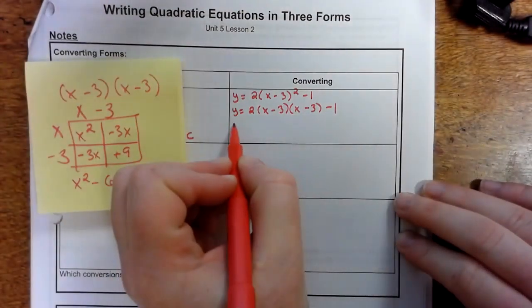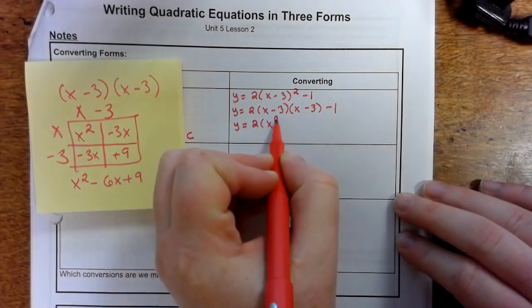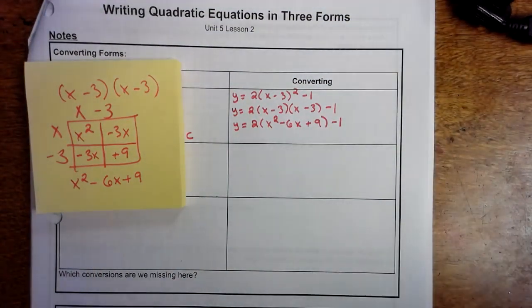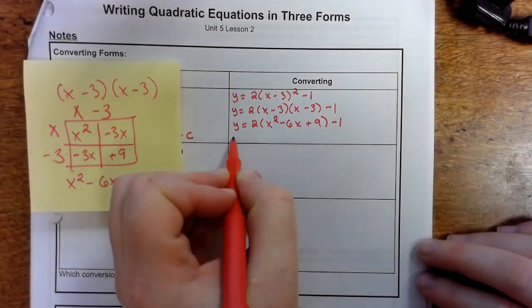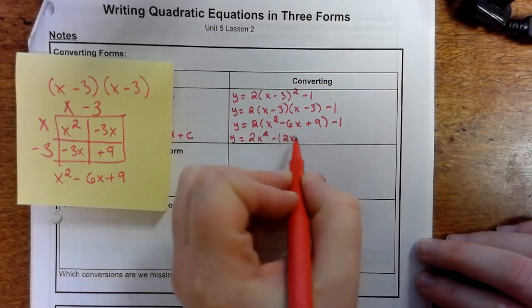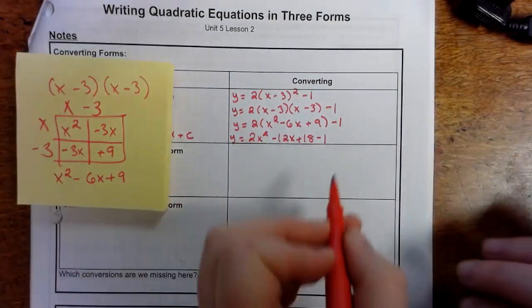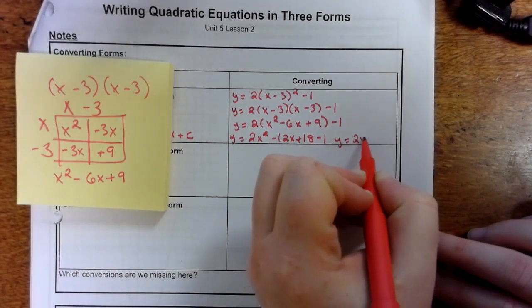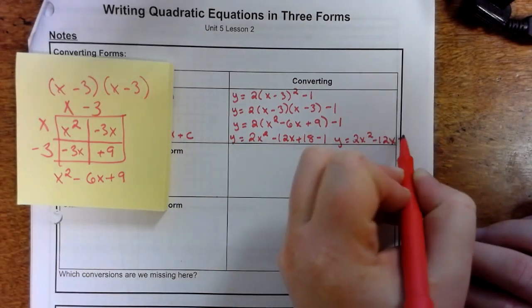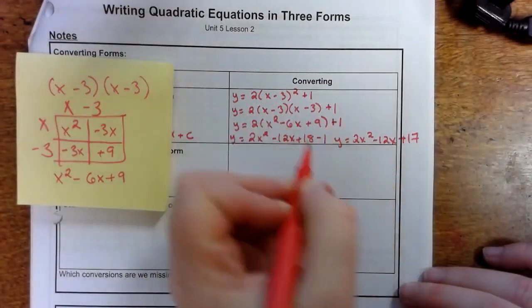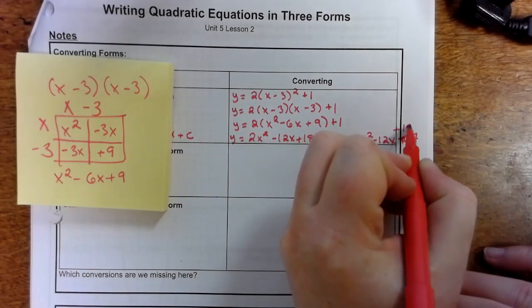So I'll rewrite that over here. y equals 2(x squared minus 6x plus 9) minus 1. I'm going to distribute the 2 and combine like terms. So y equals 2x squared minus 12x plus 18 minus 1. Our final answer is y equals, we'll just combine this 18 and negative 1, 2x squared minus 12x plus 17. Oh, I think in the original, on the key, I wrote plus 1. So let's make this a plus 1. And that's actually going to be 19. Sorry, guys.